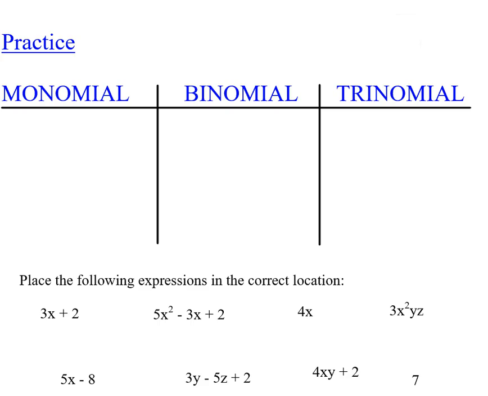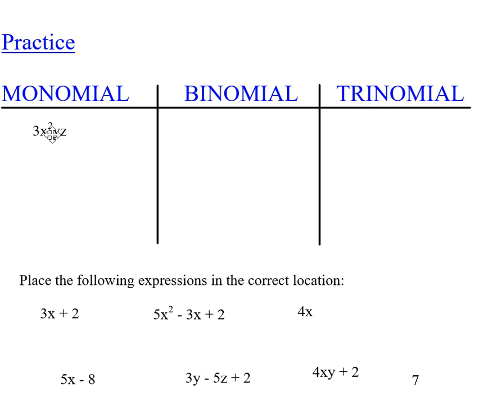So here we have a series of expressions below, and we have three places to classify. And I suppose there could be a fourth column that said polynomial if there were any expressions that had more than three, which I didn't put in. So again, don't be fooled by how many letters something has. For example, right here, 3x squared yz, there are no plus or minus signs. That means it's a monomial. It has lots of letters, but there's only one term.